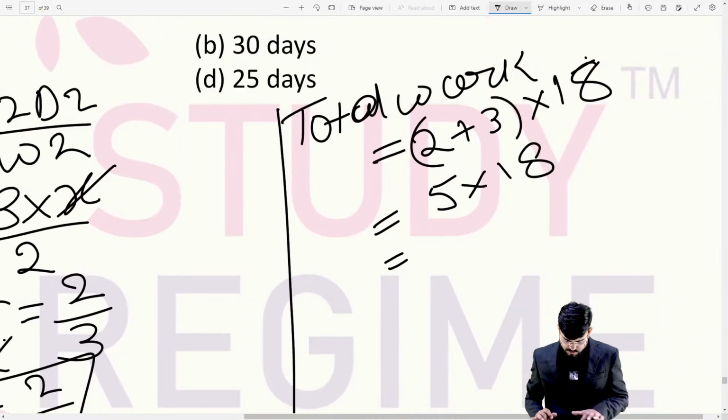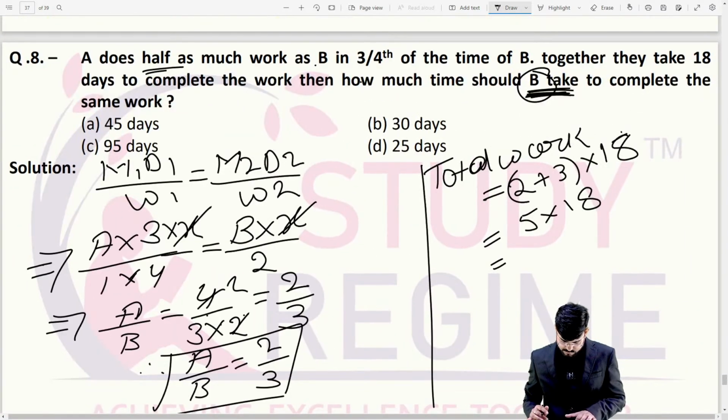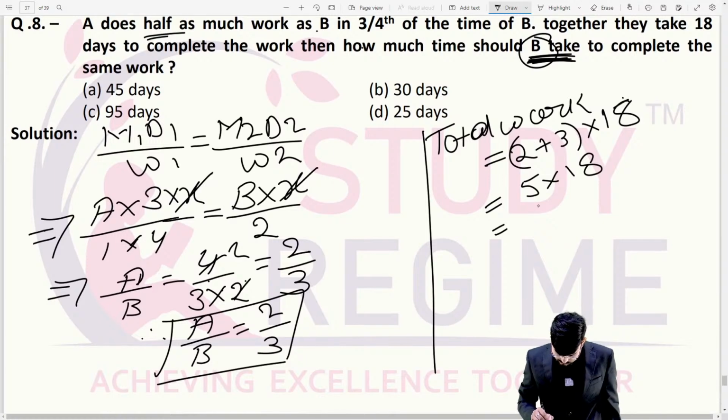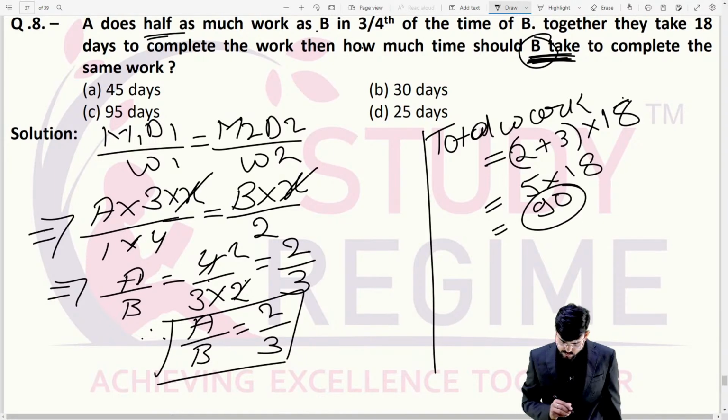How much will you get? You will get 90. So this is the total amount of work. Since A and B are working together, they will take 18 days to complete the work.